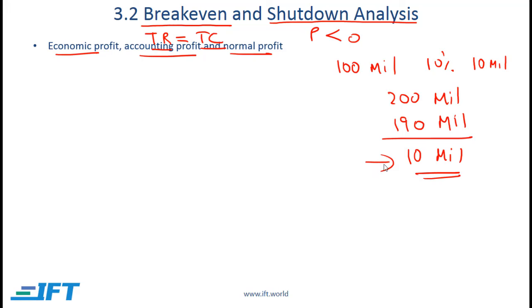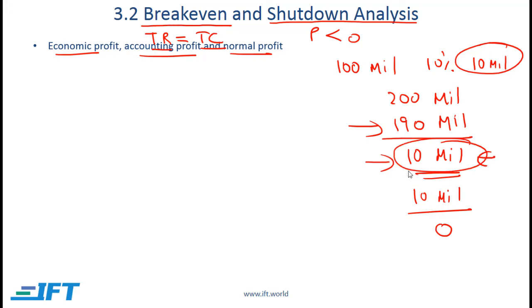So in accounting terms, our profit is 10 million. Notice that this 10 million does not consider the opportunity cost. If we do factor in the opportunity cost of 10 million, then our profit is zero. Now in this example, given that the 190 million is an accounting cost, we say that this 10 million is our accounting profit. And then after we subtract this 10 million, we get zero. This 10 million is our opportunity cost, and our economic profit, which considers the opportunity cost, is zero.